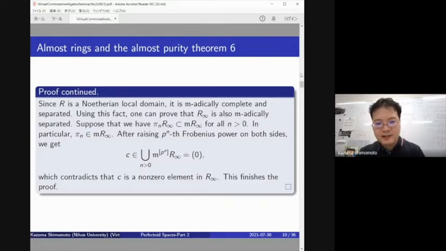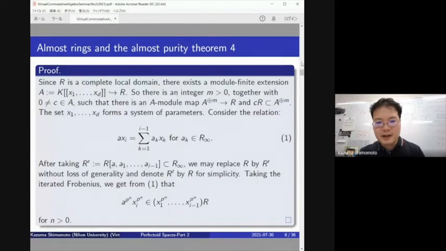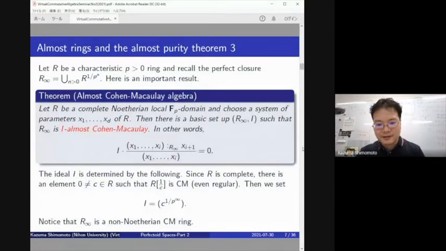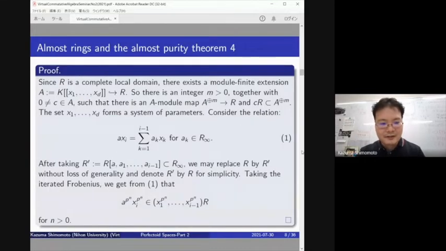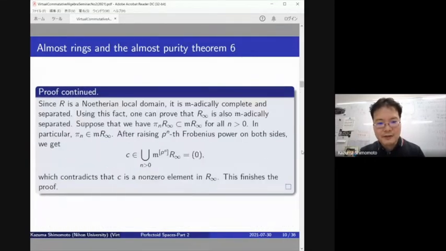In any case, I will provide slides later. If you want to get a better understanding, if you just learn this example, you will get ideas how to apply this kind of method to the mixed characteristic case. Okay.